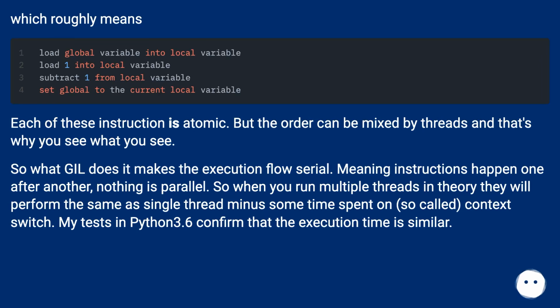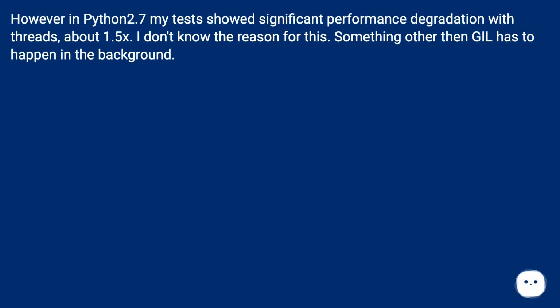So when you run multiple threads, in theory, they will perform the same as a single thread minus some time spent on so-called context switches. My tests in Python 3.6 confirm that the execution time is similar. However, in Python 2.7 my tests showed significant performance degradation with threads, about 1.5x. I don't know the reason for this. Something other than the GIL has to happen in the background.